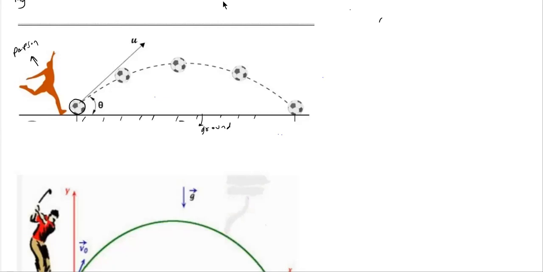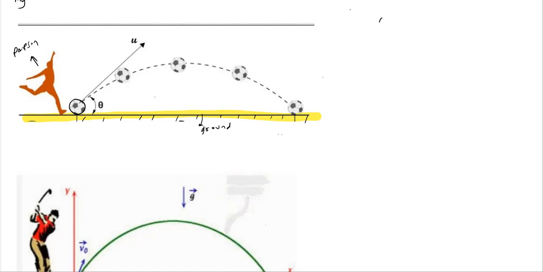I'll shade like this. Everything here is the ground. Fine. Now, what will happen to the football? How will it move? The very first question comes like this.